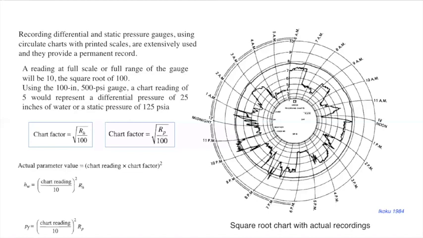This is very simple. The only thing is that this is being recorded over a period of time, and this is recorded in a square root of actual recording. So once you have the recording, you have to convert that recording to the actual parameter value, and that's all.